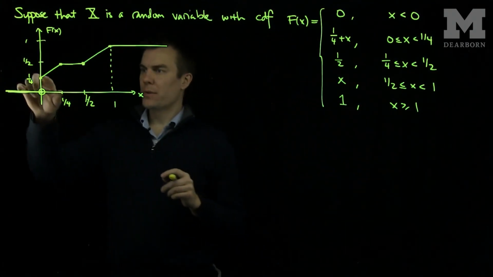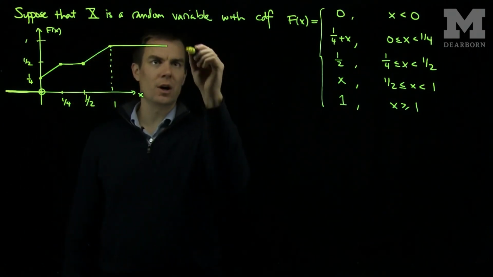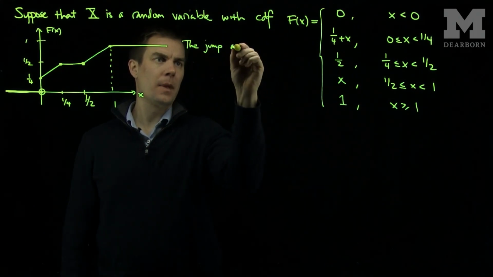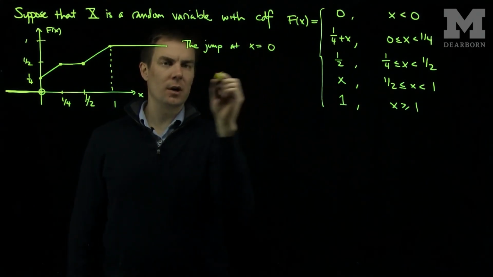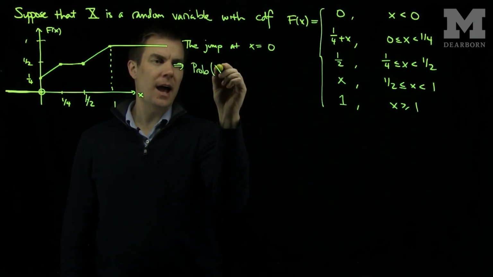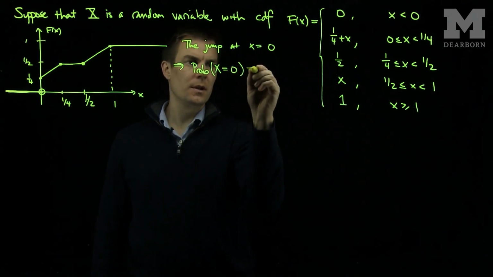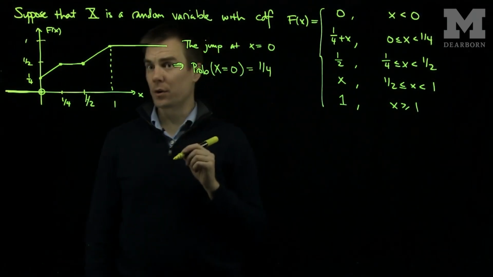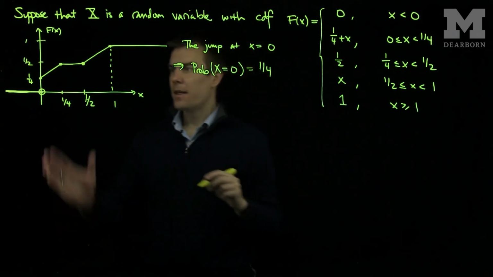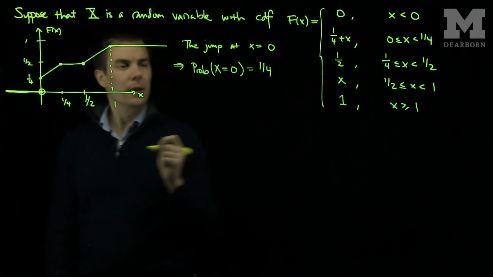One thing we can note from here is we have this jump discontinuity over here. So what does this jump discontinuity tell us? So the jump at x equals 0 implies that the probability that x is equal to 0 itself is equal to 1/4. So 1/4 of the time, x is identically equal to 0. Then the rest of the time, it's a continuous random variable. So let's compute the variance.